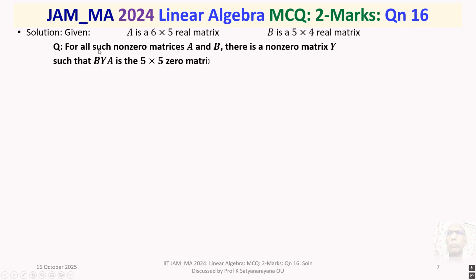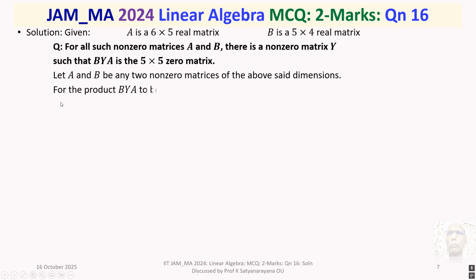Option Q. For all such non-zero matrices A and B, such means of the above dimensions, there is a non-zero matrix Y such that BYA is the 5 by 5 zero matrix. Let A and B be any two non-zero matrices of the above said dimensions. A is of 6 by 5 order, B is of 5 by 4 order.